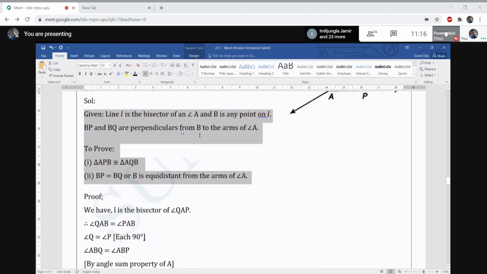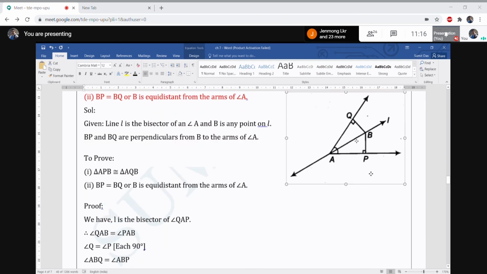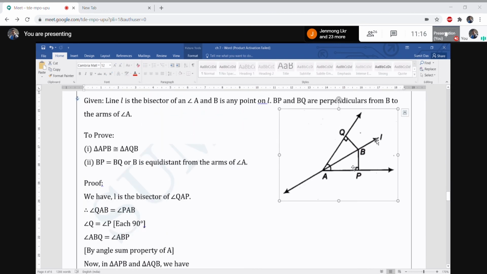Okay, so let's come down to this one a little later. Whatever is given here: L is the bisector of angle A, and P is any point on L. Now we have to prove that triangles APB and AQB are congruent, and we have to prove BP equal to BQ, or that B is equidistant from the arms. If we prove BP equal to BQ, we'll get the answer.